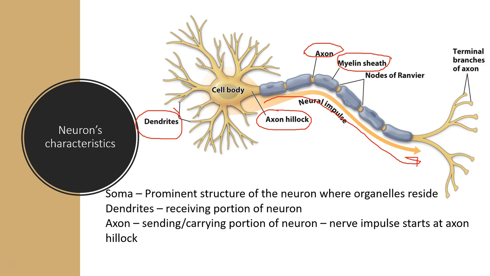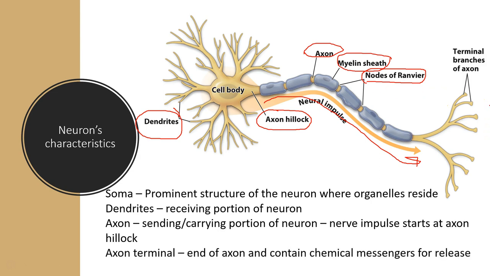However, there are regular spaces between the myelin to help regenerate the nerve impulse, and we'll discuss how it does that in the next few weeks. These spaces are known as nodes of Ranvier. The axon ends by branching with little buttons at the end of it. These little buttons house the chemical messenger that neurons use to communicate with one another. The chemical messenger is called a neurotransmitter.